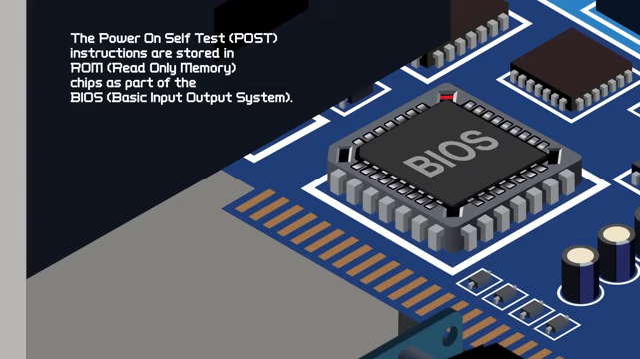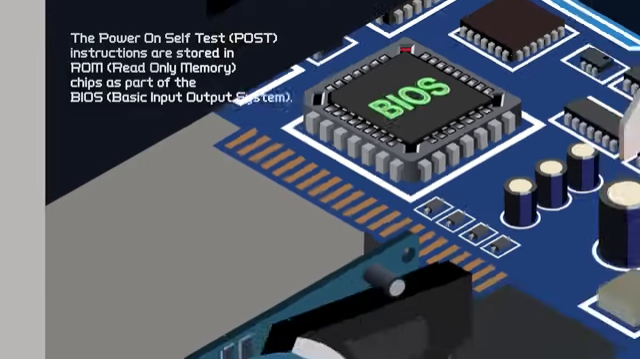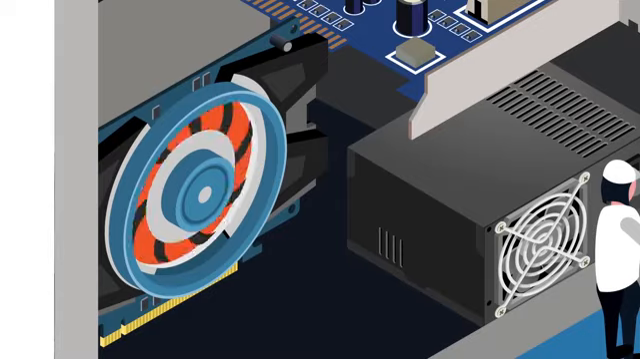Most POST sequences will have a combination of audible and visual messages to let you know what is and isn't working. These are the beeps that you generally hear when your computer is booting up. The POST checks your video card. At that point, you will see information from the POST on the screen.